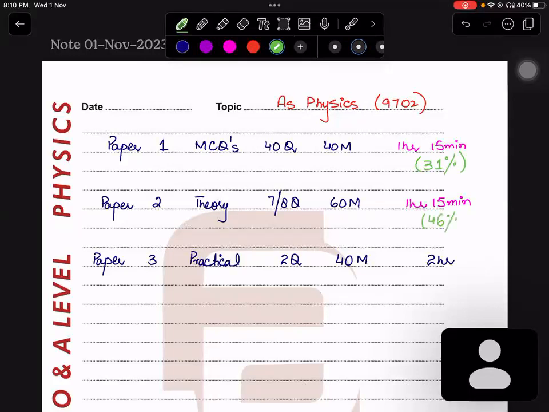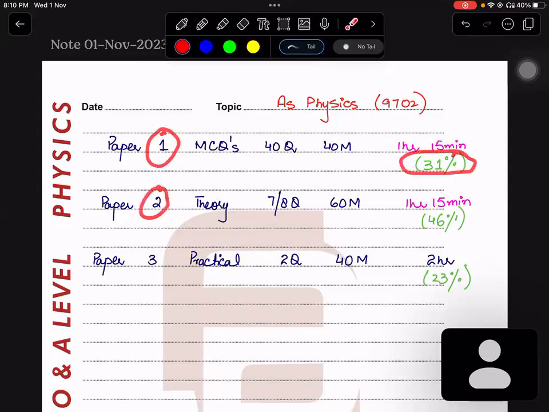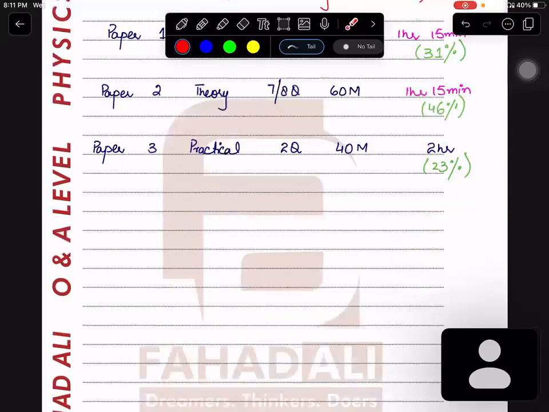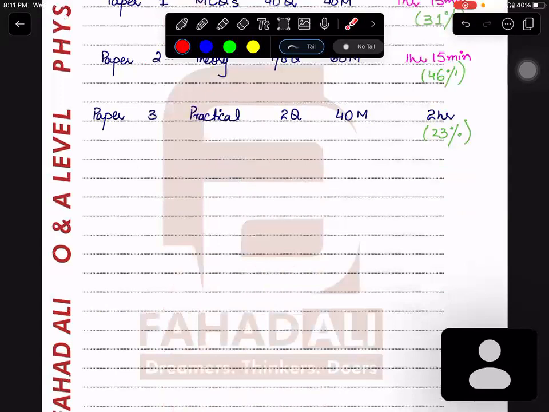The grade threshold of your percentage of weightages: this paper 1 is 31% of your grade. Then you have your paper 2, this is 46% of your grade. Then you have your paper 3, which is 23% of your grade. Is this clear? Yes. Okay. Now, let's start.